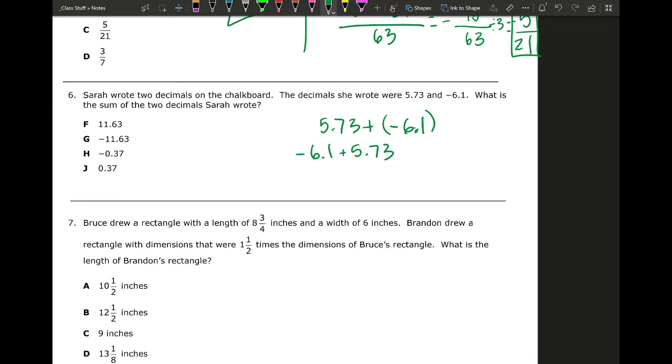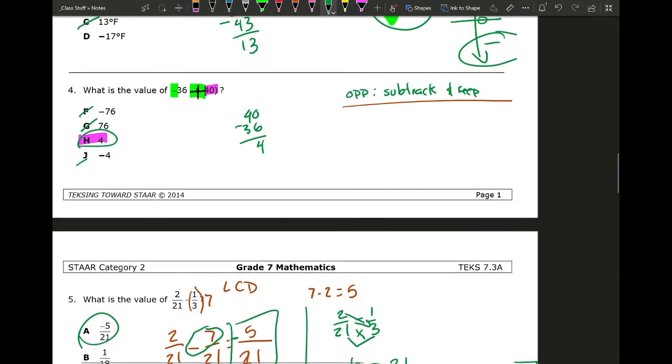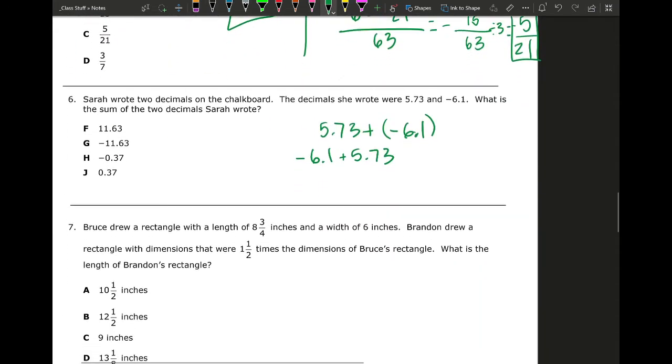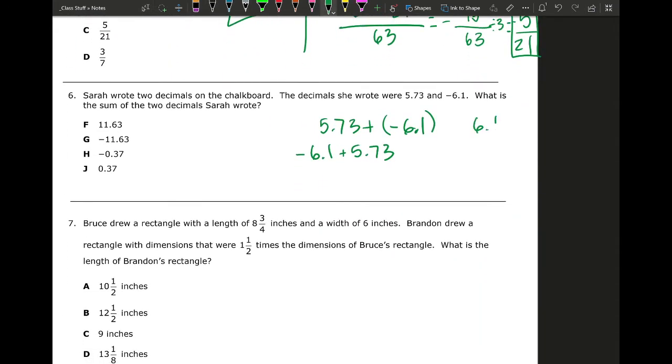Because at the end of the day, we still have this right here. We have opposite signs. We have a positive and we have a negative. So we must subtract and keep the sign of the bigger number. So we're just going to treat this as 6.1 minus 5.73. Make sure you fill out the empty spaces. That way you will not make a mistake. This is 7.